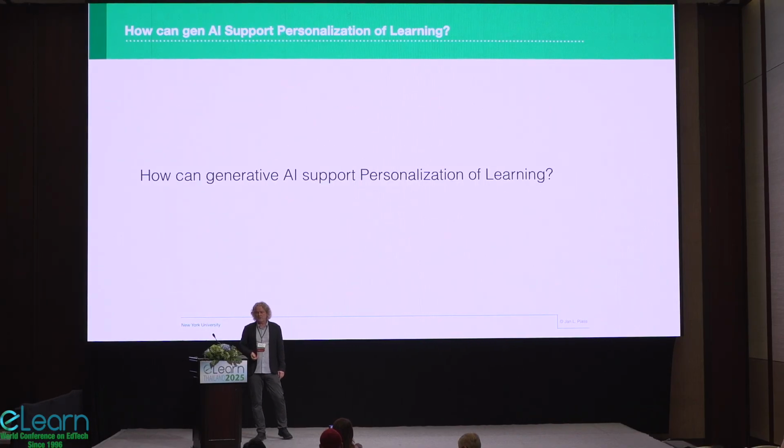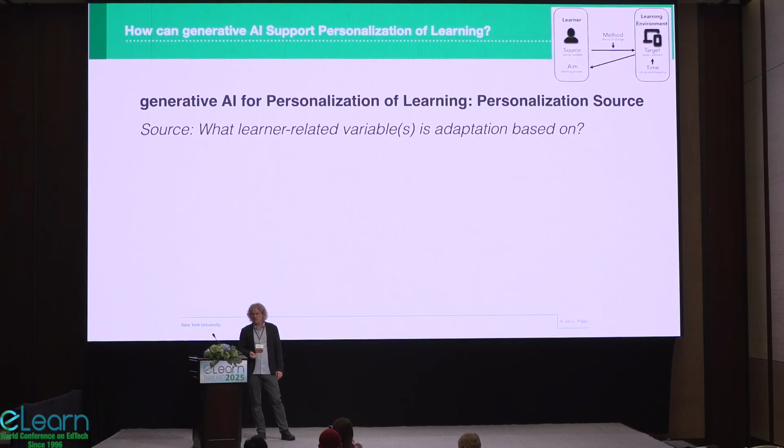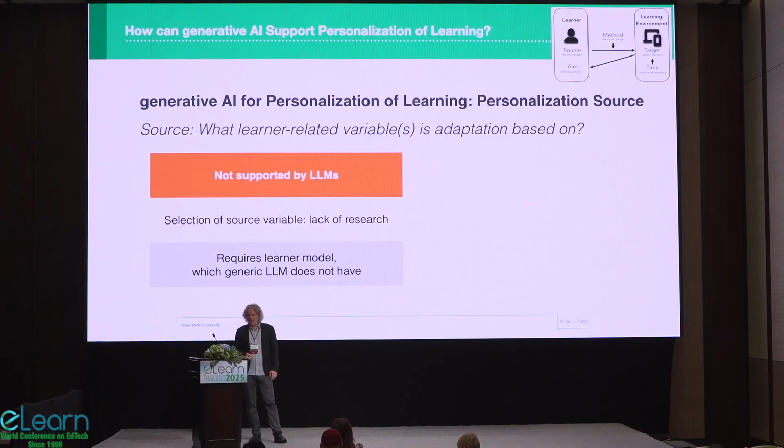How can generative AI support personalization of learning in different ways? My first look is at the personalization source. Remember, the personalization source was the learner-related variable or variables that the adaptation is based on. Right? What is the variable we're observing based on which we say we need to intervene? Because if everything goes smoothly, we don't. Right? Something has to happen that we say we want to intervene.